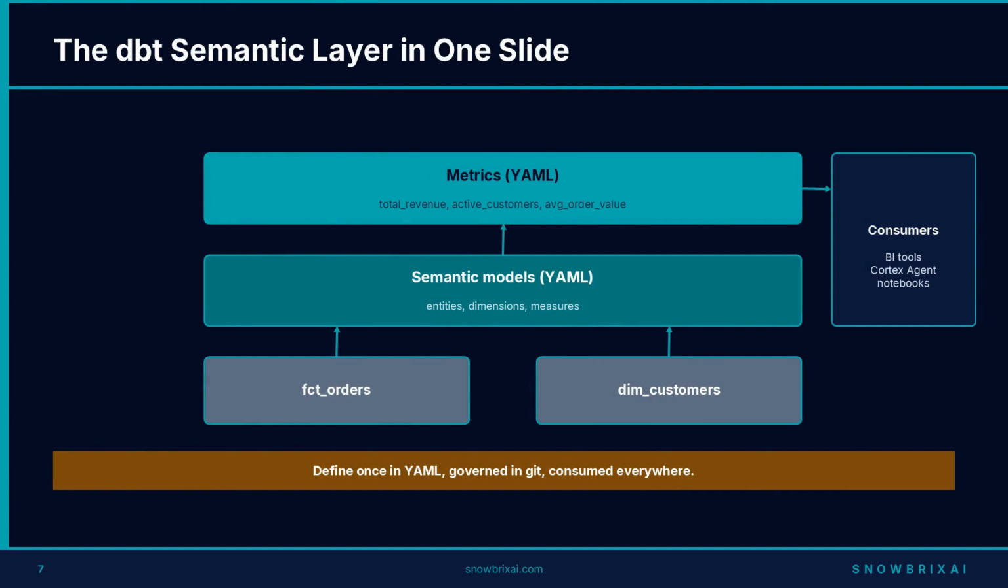Here is the dbt semantic layer in one picture. At the bottom, your real models, fct_orders, dim_customers. Above them, semantic models in YAML: entities, dimensions, measures. Above that, metrics in YAML: total revenue, active customers, average order value, and one arrow flows up to every consumer. BI tools, the Cortex Agent, notebooks. Read the side label: define once in YAML, govern it in Git, consume it everywhere. This is the org-wide answer to part 1's five definitions of revenue problem.